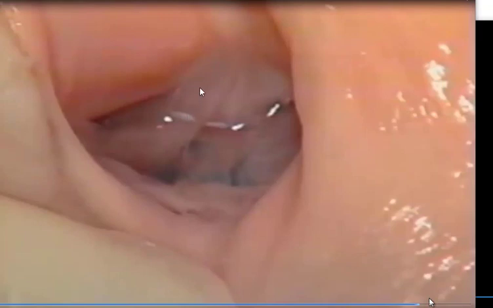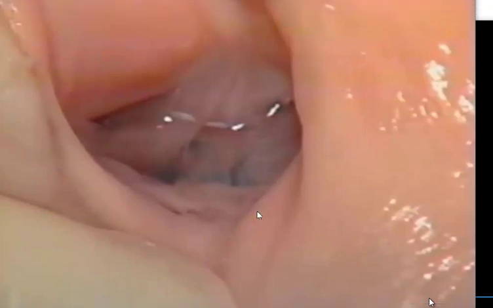So these flaps, these cusps, are like, they said, a shirt pocket that's filled up with water. And so as you fill this little pocket with water, it bulges out and closes off the opening. So now I don't have to worry about the blood coming back down the pulmonary trunk and into the heart again.